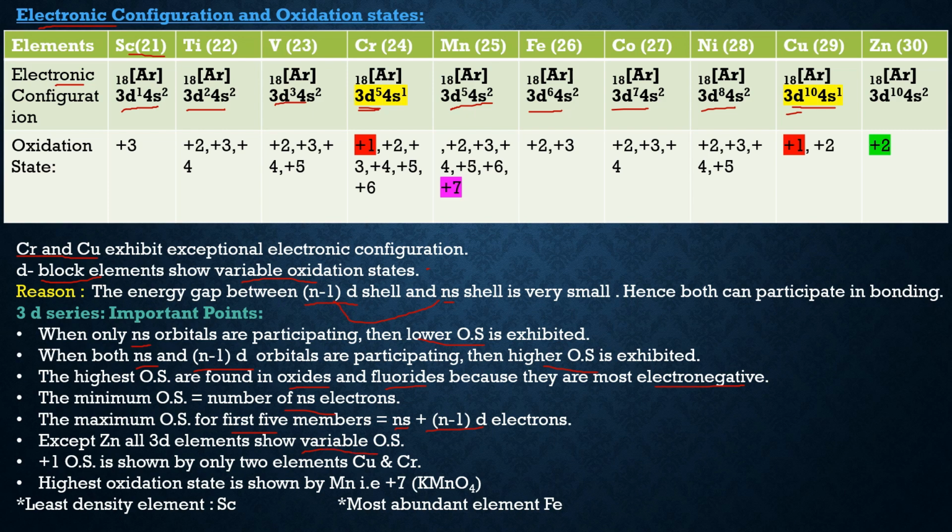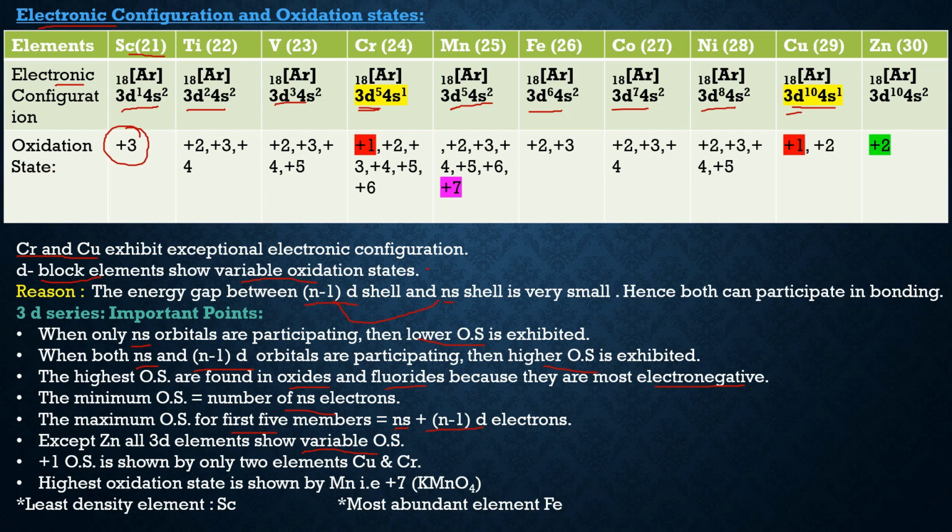See here, scandium shows the oxidation state of only +3. Now, what is the reason that the +2 oxidation state is not shown by scandium? Because the energy gap between 3d and 4s is very small. So, whenever energy is supplied, all the 3 electrons are removed together. That is why it shows only +3 oxidation state.